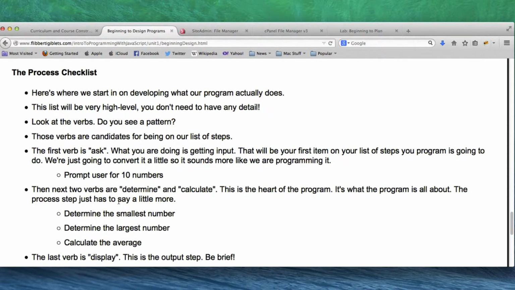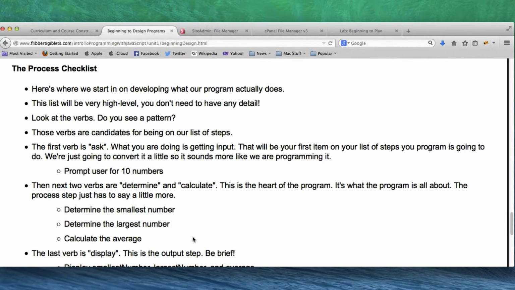So determine and calculate are our next verbs. And this is kind of the heart of the program. It's what it's actually doing. So the processing we're going to be doing is, from those 10 numbers, we're going to determine the smallest number. So that's one step. We're going to determine the largest number. That's another step. And then we're going to calculate the average of all those numbers. And you might be thinking in your head, oh, I know how to calculate the average. I just add all those 10 numbers up and I divide by 10, right? And that's exactly what you'll be doing.